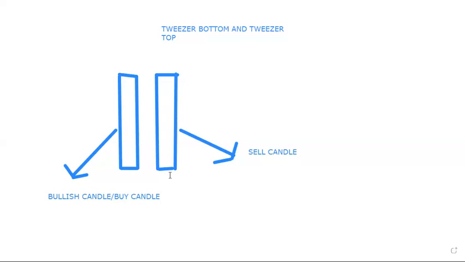So rule one: if this pattern occurs around a resistance area in a downtrend, take it as a sell entry signal.